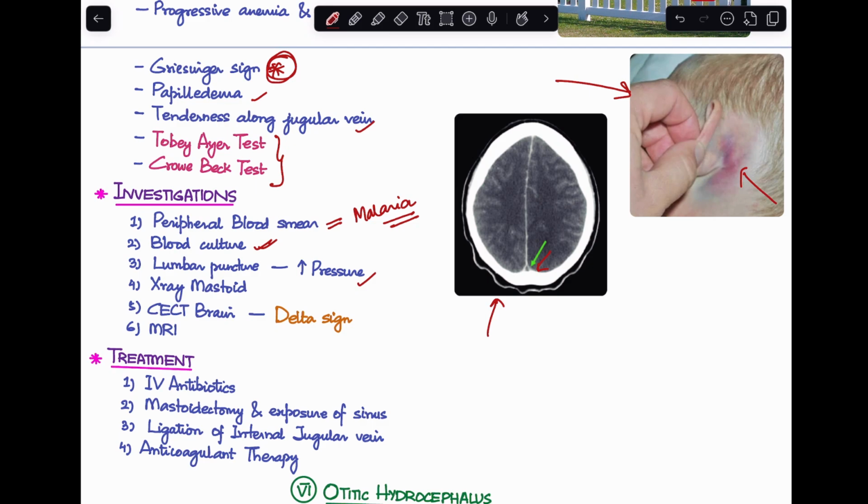Coming to treatment, we'll treat it with IV antibiotics, perform a mastoidectomy and exposure of the sinus. Rarely required treatment options are usually ligation of the internal jugular vein. This is rarely done nowadays. It's only done when the patient does not respond to any other treatment. And there's also anticoagulant therapy, again, which is very, very rare. So this is all about sigmoid sinus thrombosis.